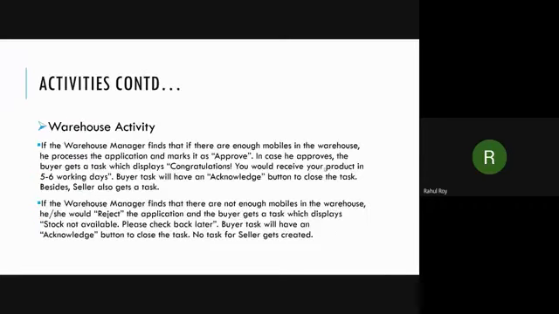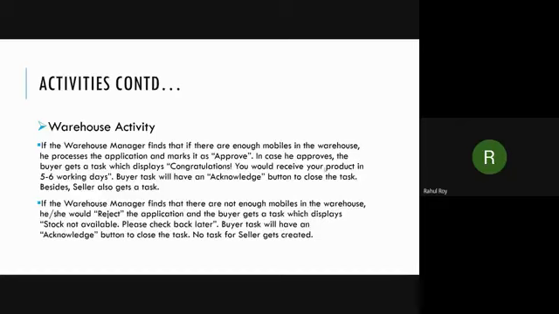Now here there are two scenarios. First scenario is the approval scenario and the second scenario is the rejection scenario. Okay. So the first one says, if the warehouse manager finds that there are enough mobiles in the warehouse, he processes the application and marks it as approved.